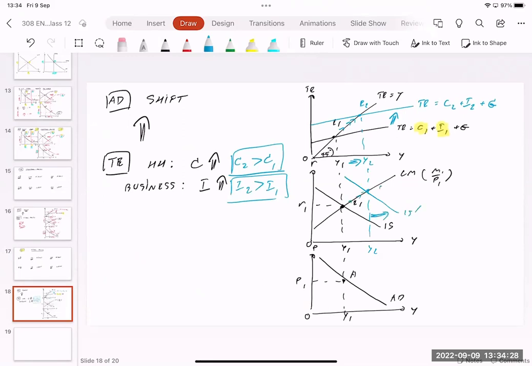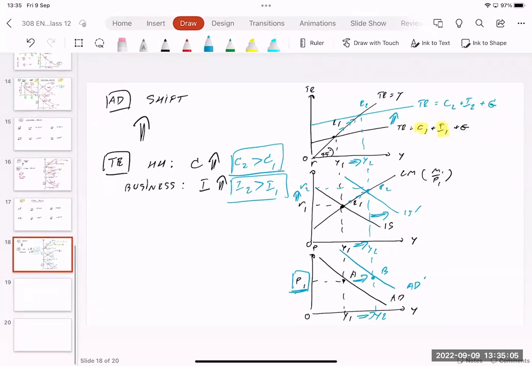The equilibrium point changes from E1 to E2, and the real interest rate goes up, right? And then you link it down, because here P is the same, fixed. GDP has increased from Y1 to Y2, so it's like moving from point A to point B, and the whole aggregate demand curve shifts to the right. So far so good. This is because the household sector consumes more and the business sector invests more.